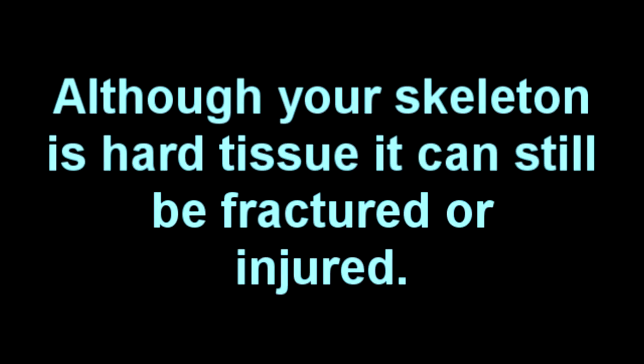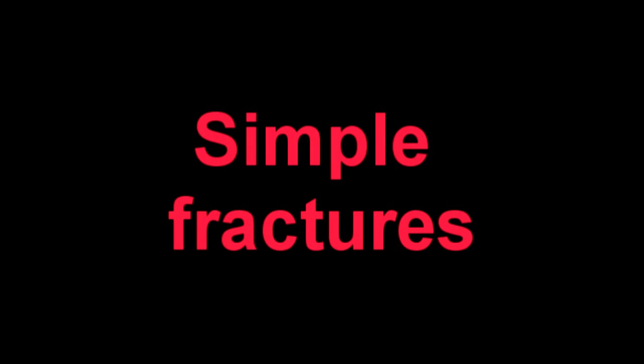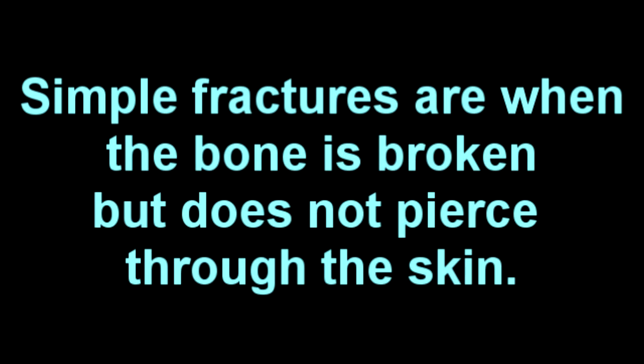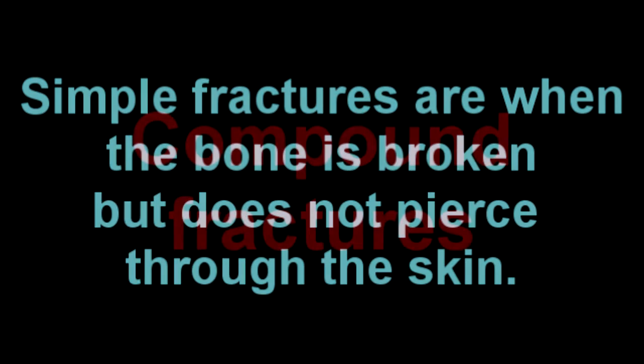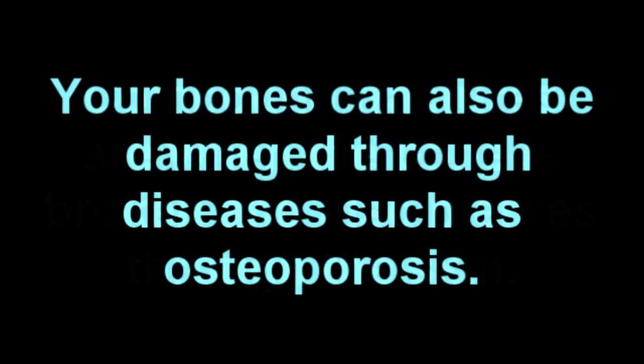Although your skeleton is hard tissue, it can still be fractured if injured. There are 2 main types of fracture: simple fractures and compound fractures. Simple fractures. Simple fractures are where the bone is broken but does not pierce through the skin. Compound fractures. Compound fractures are when the bone is broken and also pierces through the skin. Your bones can also be damaged through diseases such as osteoporosis.